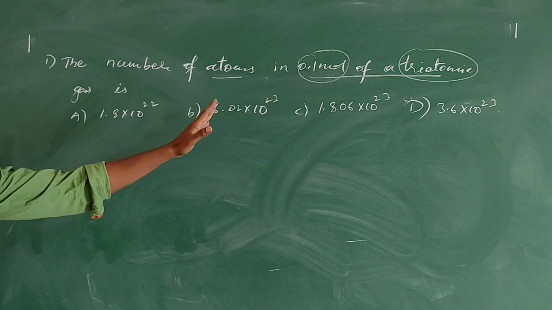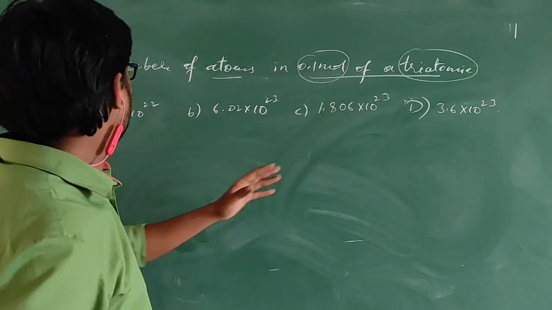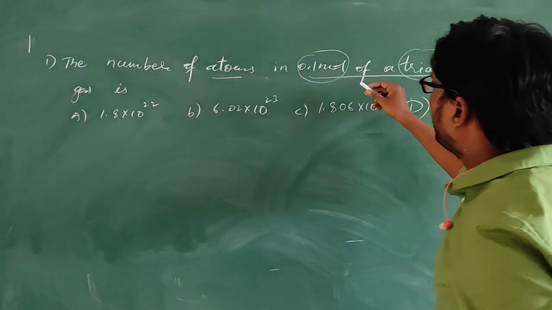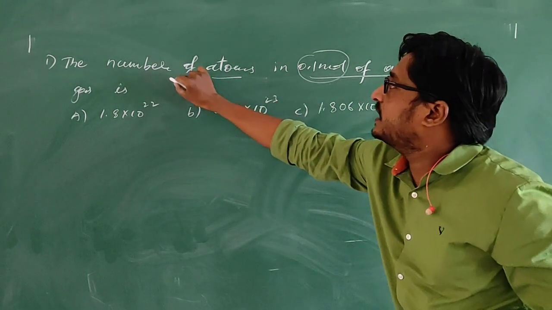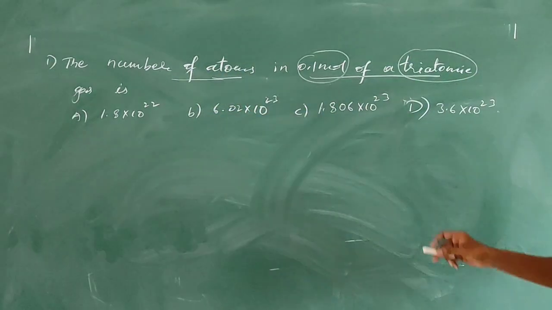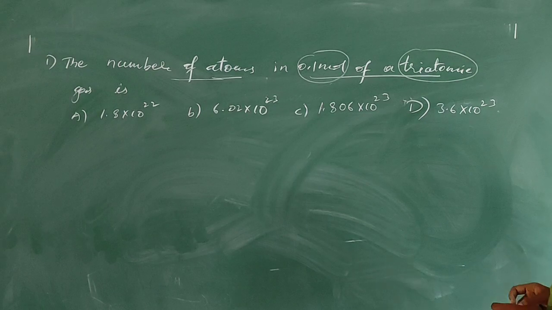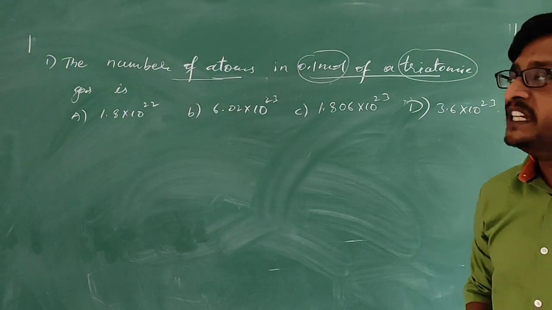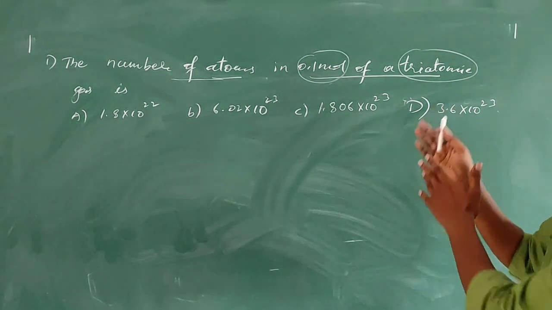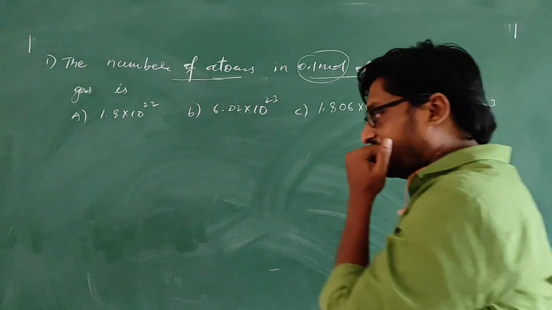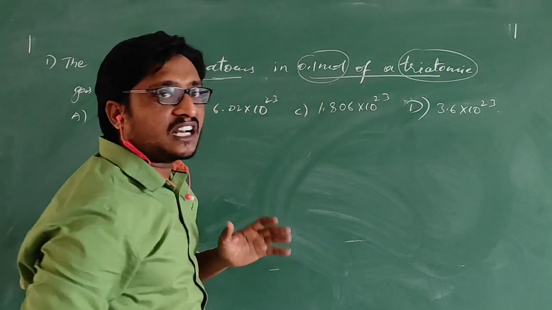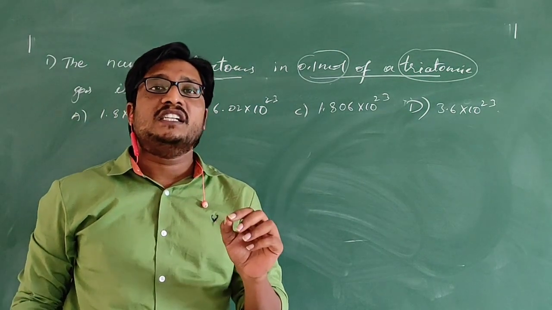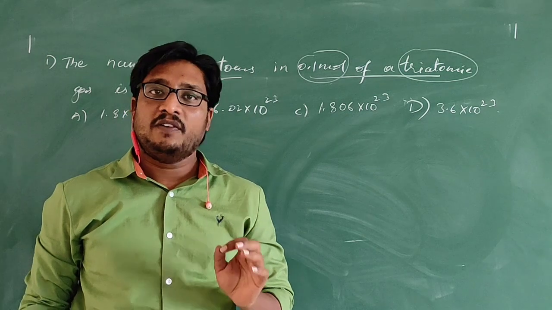The number of atoms in 0.1 mole of a triatomic gas is. He is asking what the total number of atoms present in 0.1 mole of a triatomic gas is. He has given the number of moles of triatomic gas and is asking how many atoms are present in it. If you see, our gas is triatomic, the meaning of that is 3 atoms will be present in a single molecule of the gas.